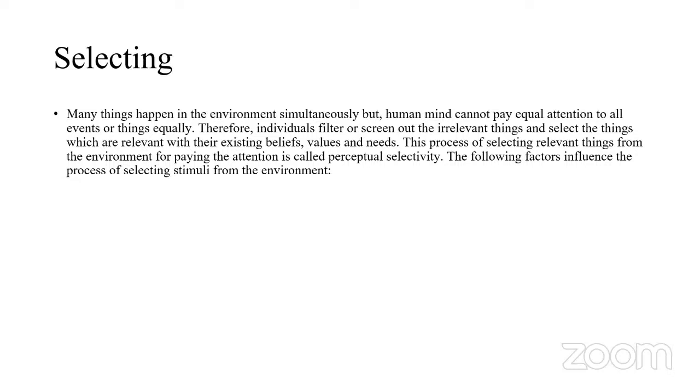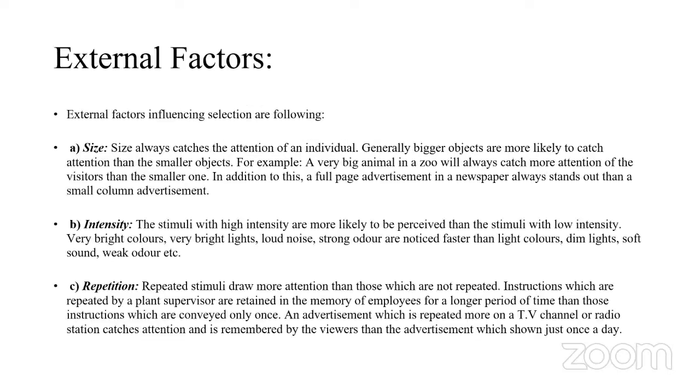Now, what are those stimuli that we select? What are those stimuli that we ignore? There are certain factors that influence this process of selecting stimuli from the environment, right? Let us look at the external factors. What are those external factors which influence the process of perception, right? Size. The first factor is size.